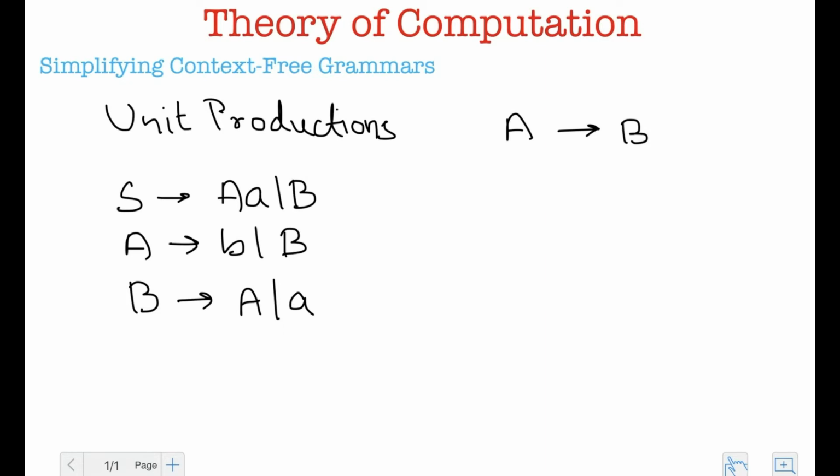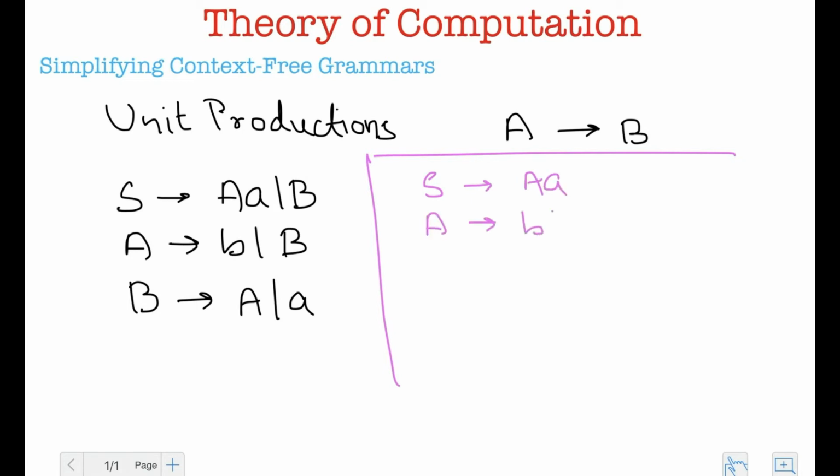The first step that I need to do to remove unit productions is the following. So the first step gets me the CFG, which is something like this. What I do is I just remove all my unit productions. So I would remove S gives me B, I would remove A gives me B, I would remove B gives me A. What I'm left with is S gives me AA, A gives me BB, and B gives me, sorry, I should get rid of this one because that's a unit production, and B just gives me A. So that's what I get.